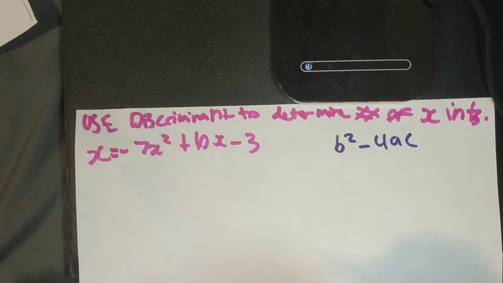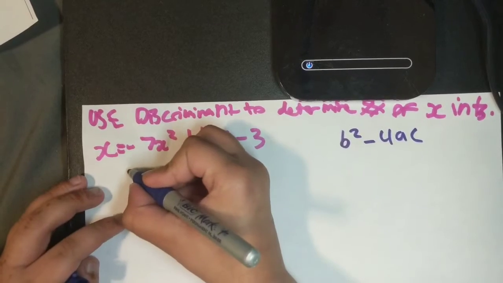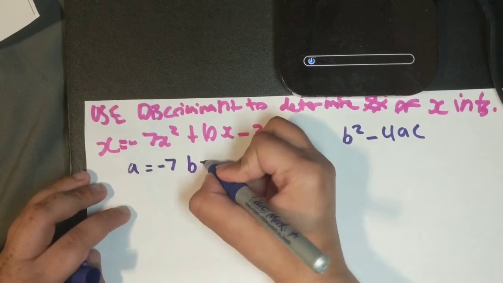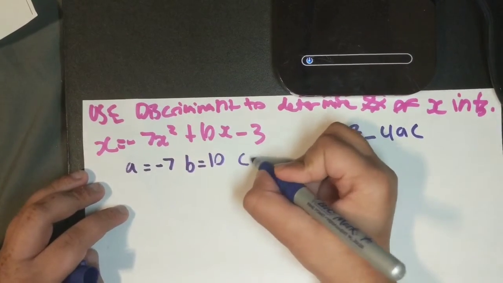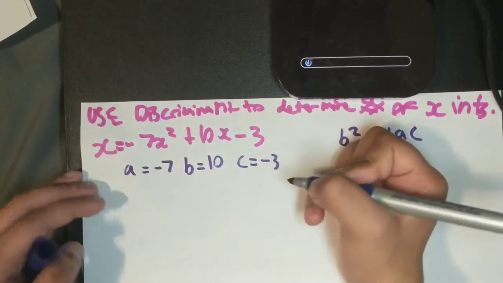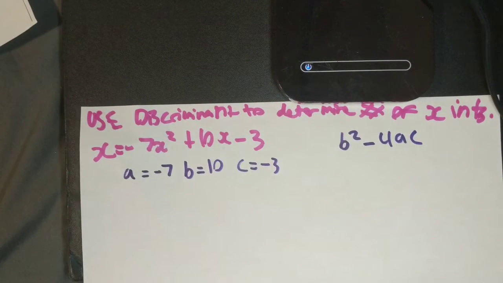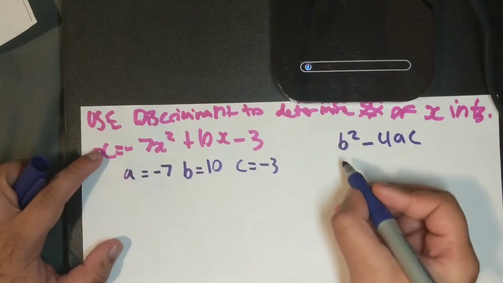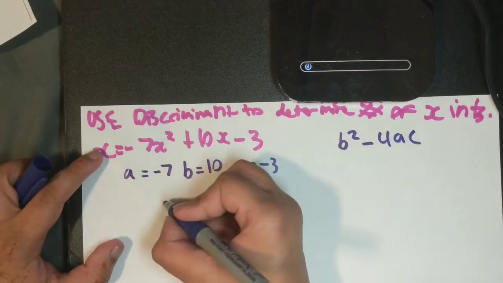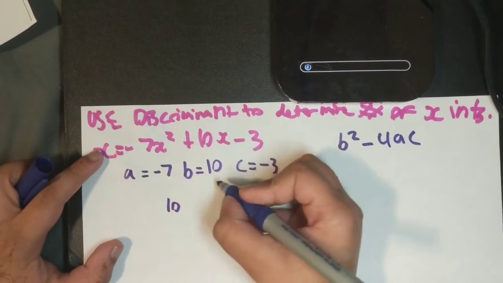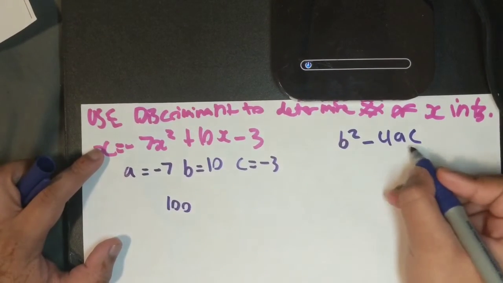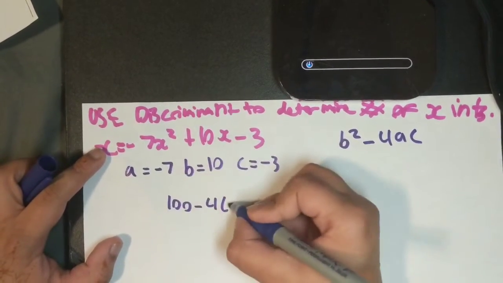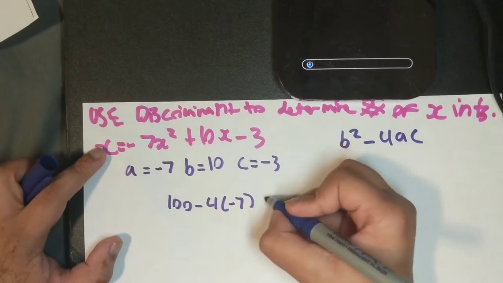Okay, carry on now. So our a is equal to negative 7, our b is equal to 10, and our c is equal to negative 3. Okay, next thing we do is just plug these into our formula. So b squared, which is 10, is 100, because 10 times 10 is 100, minus 4ac, minus 4 times a, which is negative 7, and c, which is negative 3.